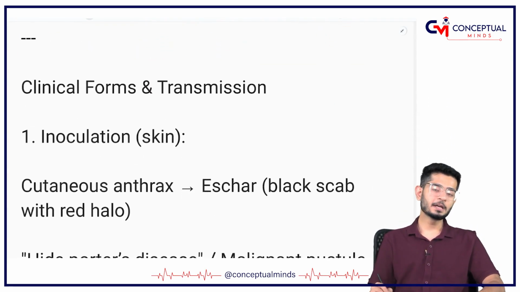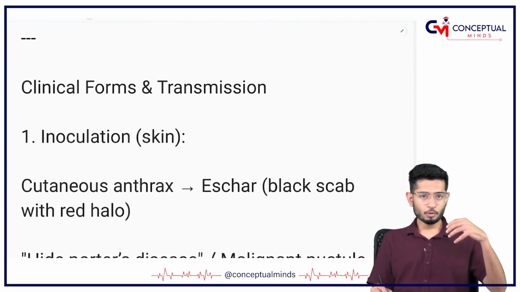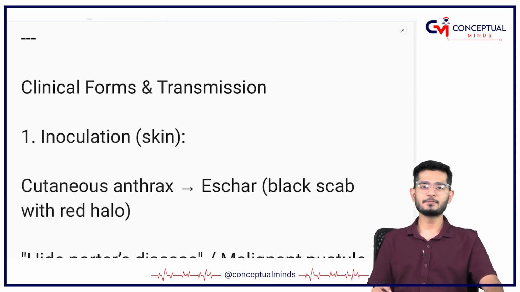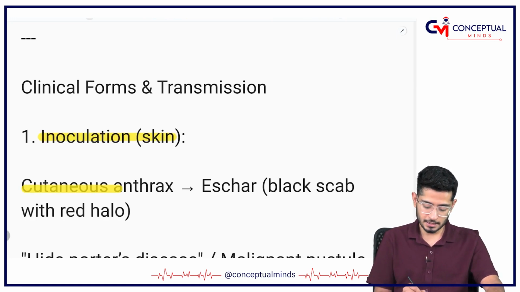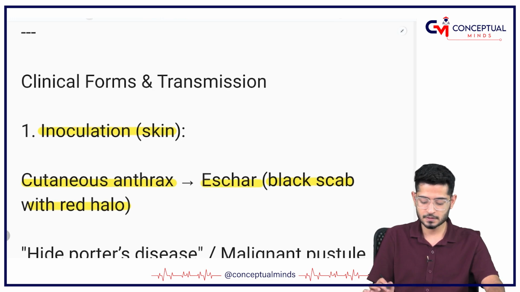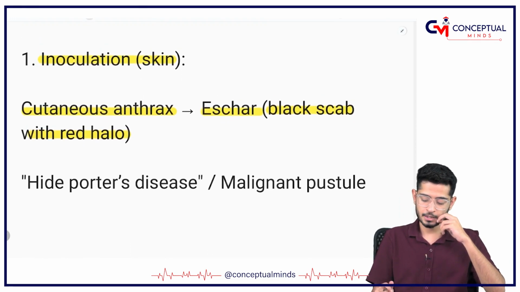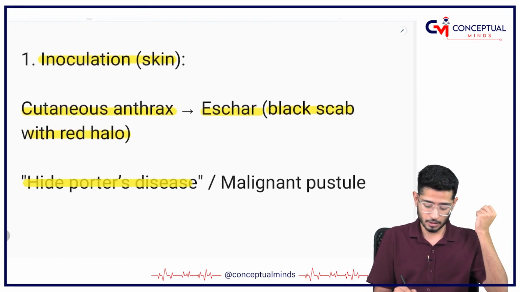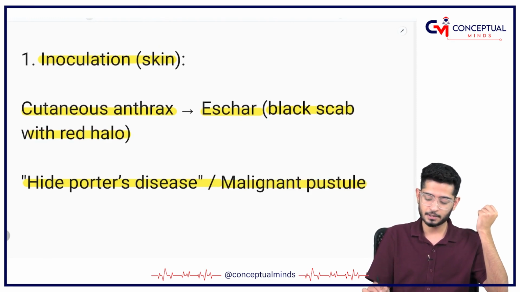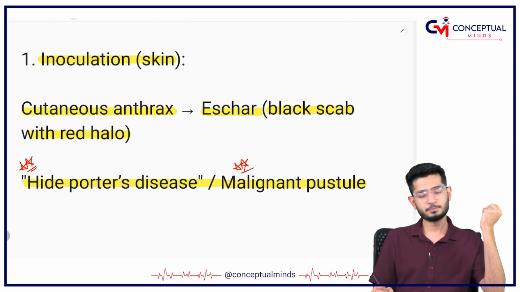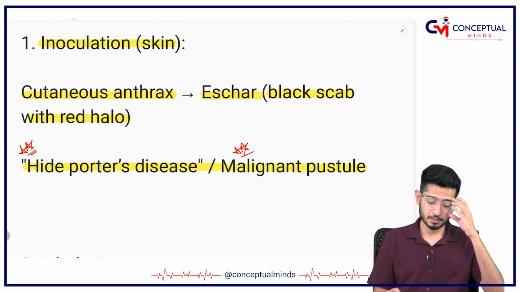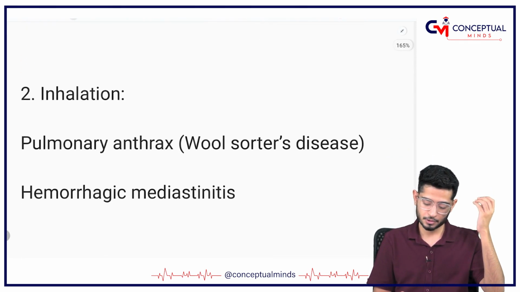So, clinically anthrax is going to exhibit itself in various forms. First of all is skin inoculation, cutaneous anthrax, which I have told you, black scab with red halo, this is called as eschar formation. Okay. So, this is also called as Heat-Labile disease or malignant pustule. So, please remember this. Heat-Labile disease or malignant pustule, this is how you are supposed to remember them.